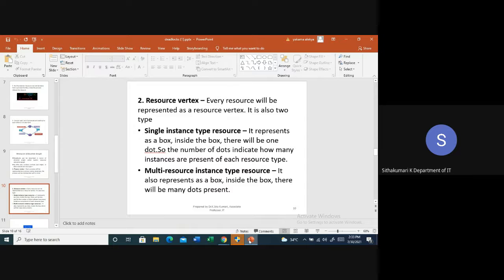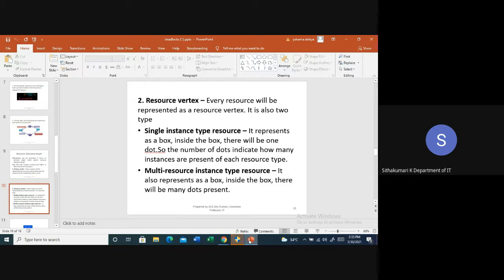Next is resource vertex. Every resource will be represented as a resource vertex. And these resources are of two types: single instance resource type and multiple instances resource type. In the single instance, you have only one resource of that type. Here, the processes are represented with circles, and resources are represented with squares.